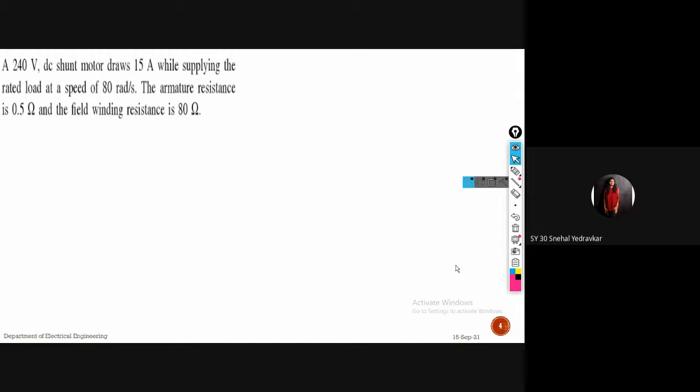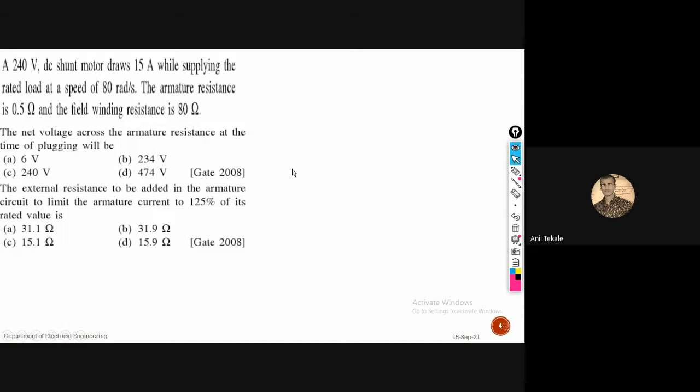A 240-volt DC shunt motor draws 15 ampere while supplying the rated load at a speed of 80 radian per second. The armature resistance is 0.5 ohm and the field winding resistance is 80 ohm. So the questions are below. Read, Snehal, read the first question.